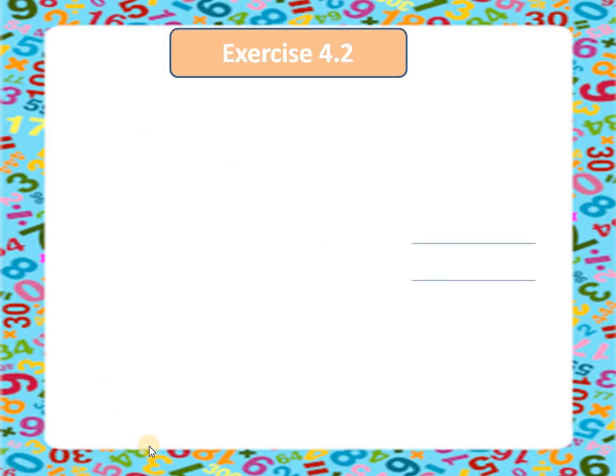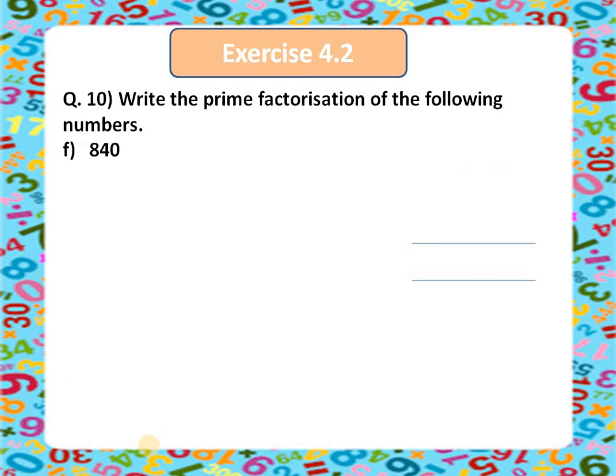Next number, 840. Now it is a big number. We will do like this. Write down 840. Then it can be clearly divisible by 2. So starting from the least number, write down 2. So we can say 2 4s are 8, 2 2s are 4, and 0, 420. Now we can again divide it by 2. So we can write down 210. Afterwards we can again divide it by 2. We will write it down 105.